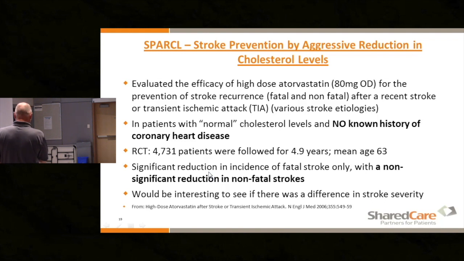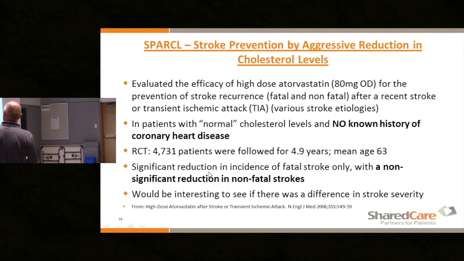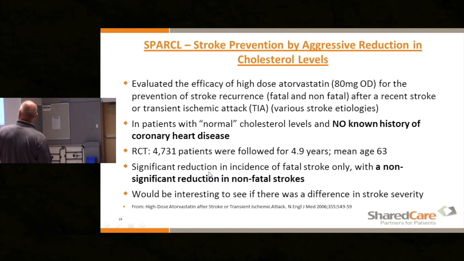So I said, well, is there at least a study or some evidence that people who had no known history of coronary heart disease, normal cholesterol in this study, and this is high-dose statin, whether it actually prevented stroke recurrence in people. So they actually had no coronary heart disease, but they had a stroke before. And so this is a randomized controlled trial. You see the mean age is 63, so they're not old for sure. And so there was a significant reduction in fatal stroke only, not in non-fatal strokes.